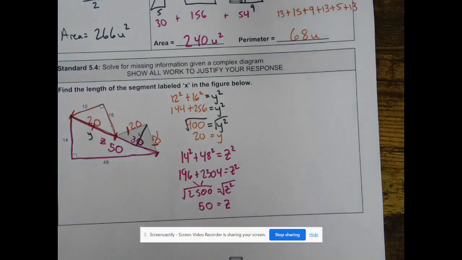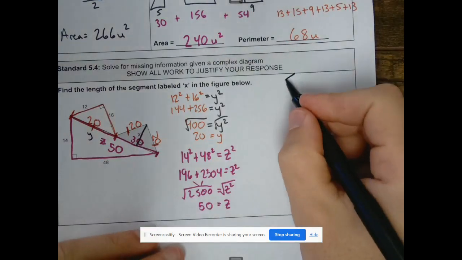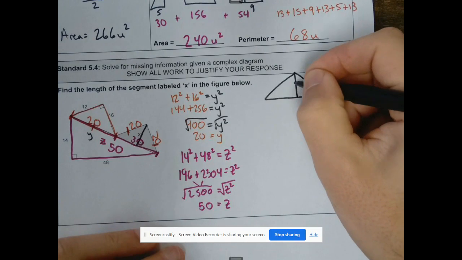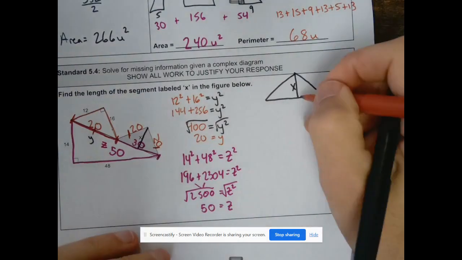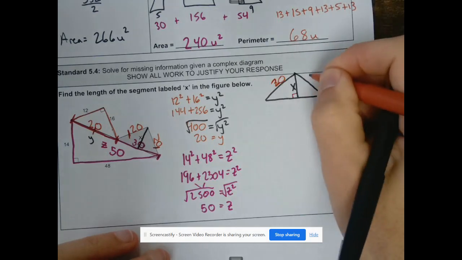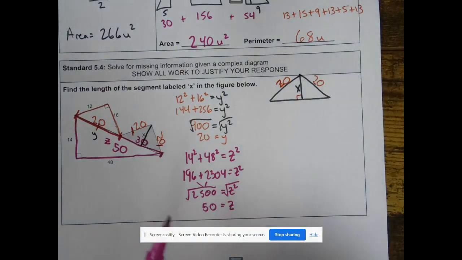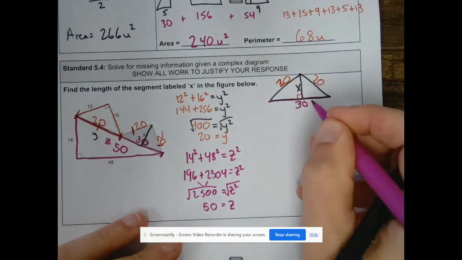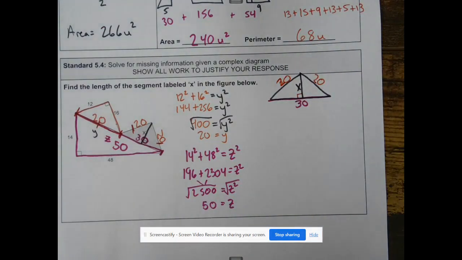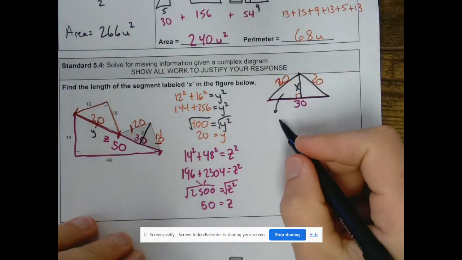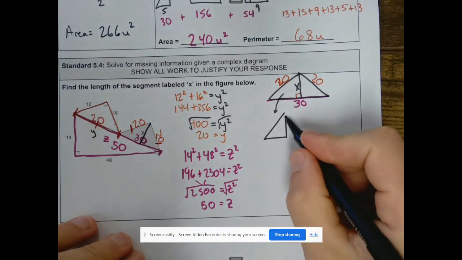Okay, now I figured out some stuff about my x triangle. Let's draw it up here. So here's the triangle I'm working with. This distance is x. I know this is a right angle. I know this side is 20. And I know this whole bottom length right here is 30. Well, the isosceles triangle doesn't help me, but what kind of triangle does? A right triangle.